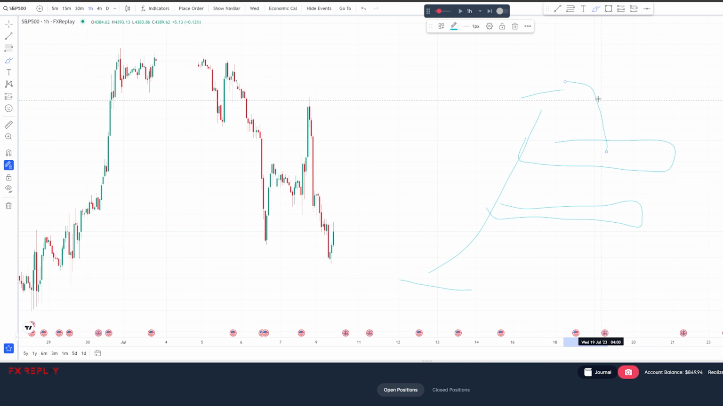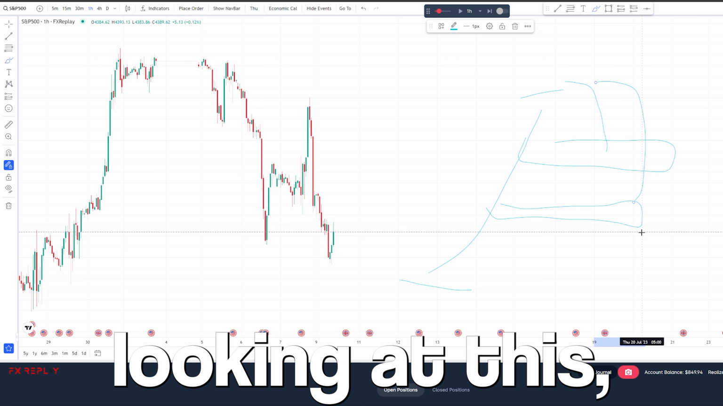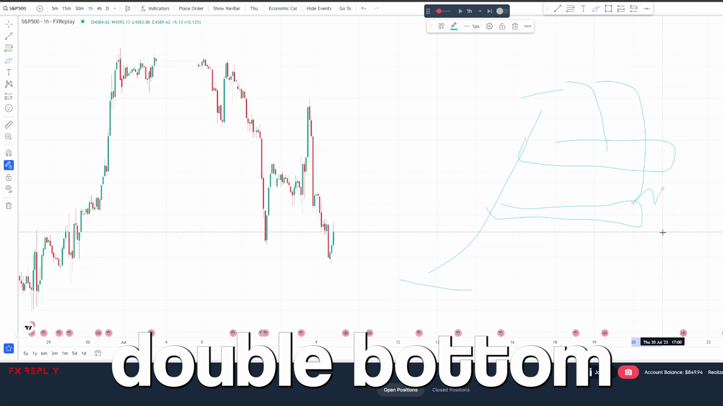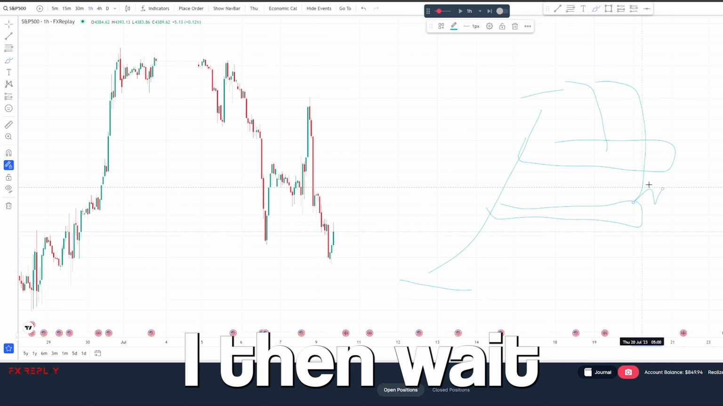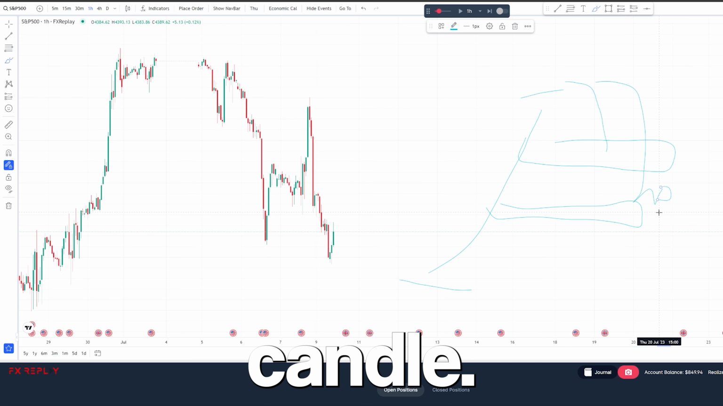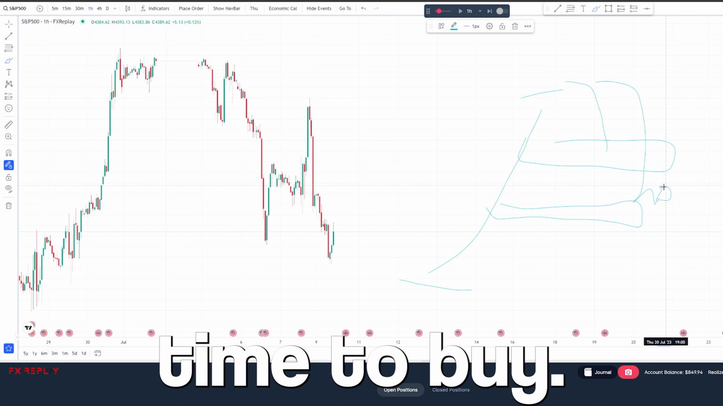Once market decides to tap into any of these levels, I then wait on price action to show me, in structure, to show me that the buyers are now strong in the market. This also works vice versa as well, so it does not matter how you are looking at this. But once we determine that market either created a double bottom, multiple wick rejections, I then wait on that power move candle, which could be a simple engulfing candle. Once I see that, I immediately go ahead and say, you know what, it is time to buy it.